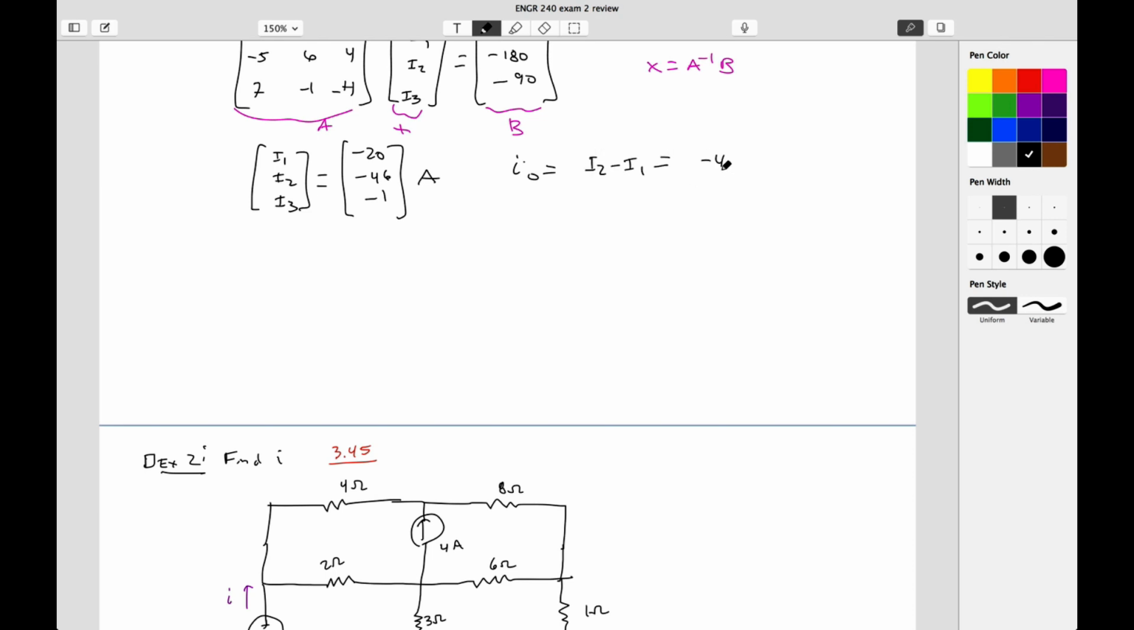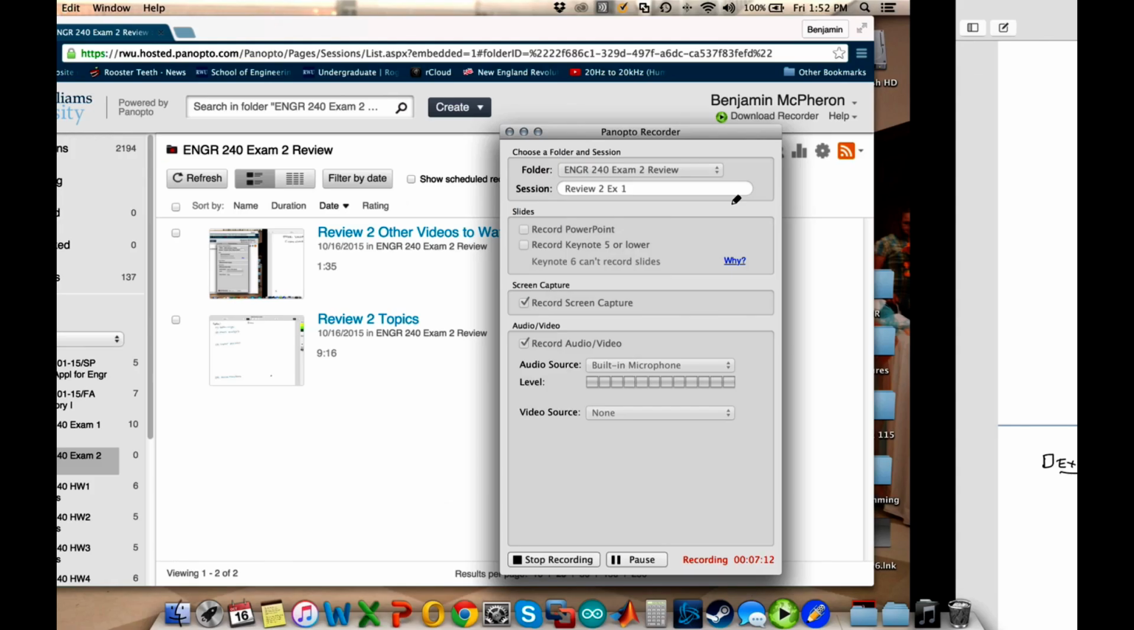All right, which is going to be minus 4 minus minus 20, and this is minus 4, sorry. All right, so it's negative 4 plus 20. This is equal to negative 26 amps. And that is the solution to that example.